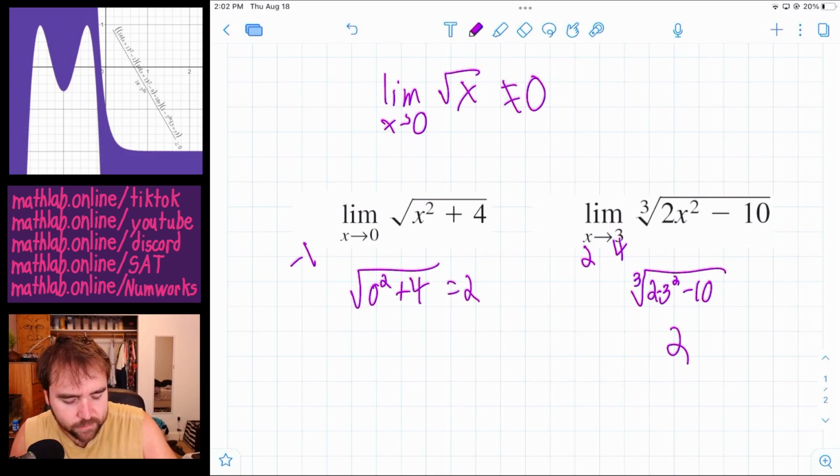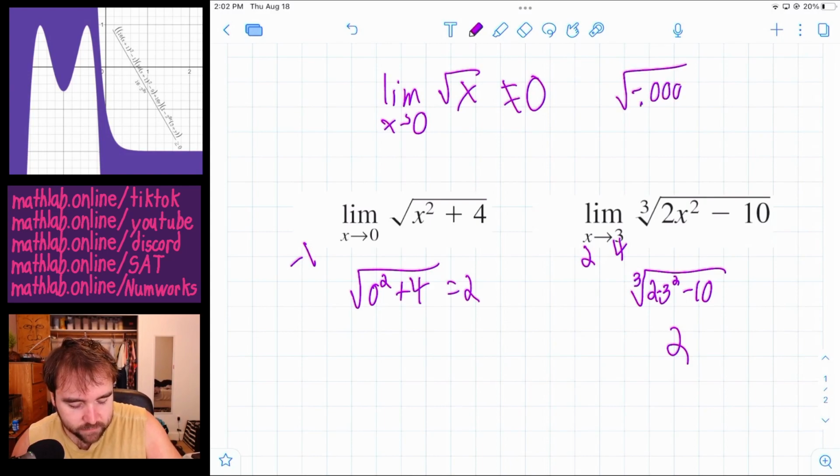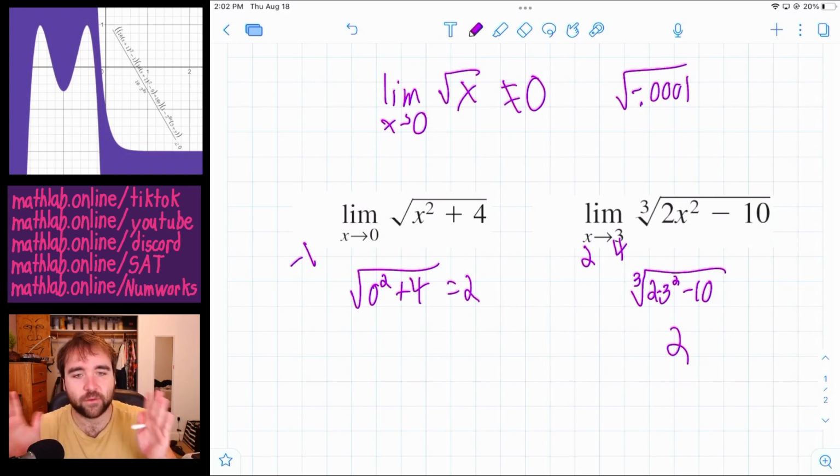Because the deal is, if you're trying to approach it from both sides, if we plugged in numbers just to the left of 0, just less than 0, see how that's the square root of a negative, and that just breaks it. So the graph just starts there at 0, so you can't just plug in 0 there. You have to make sure there's graph on both sides.